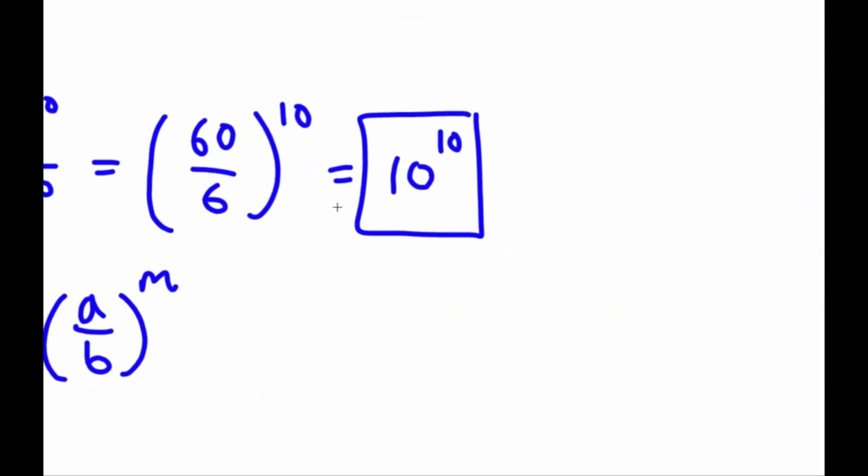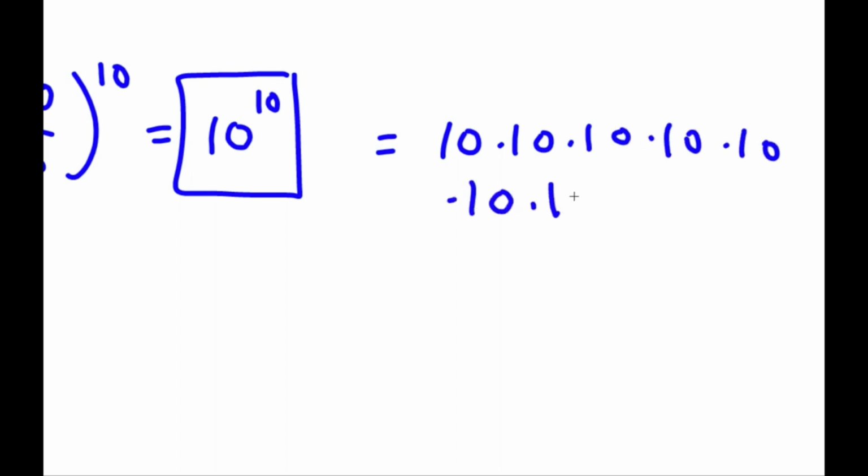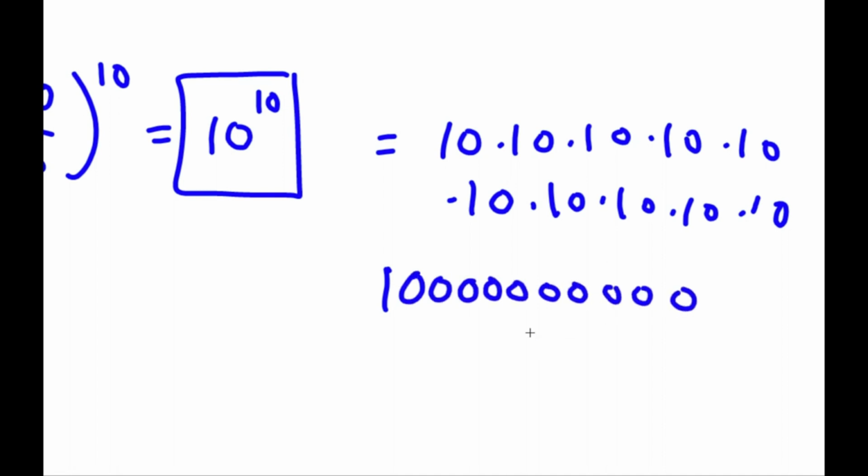And 10 to the power of 10, this can also be simplified. 10 to the power of 10, this is equal to 10 times 10 times 10 times 10 times 10 times 10 times 10 times 10 times 10 times 10. So it's essentially 10 multiplied by itself 10 times. And this is the same thing as 1 with 10 zeros. So I have 1, 1, 2, 3, 4, 5, 6, 7, 8, 9, 10 zeros. So our answer here is 10 billion.